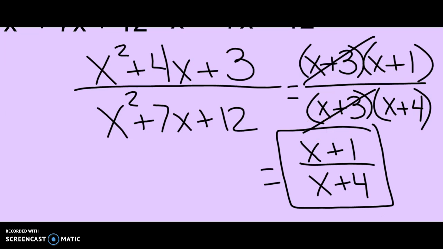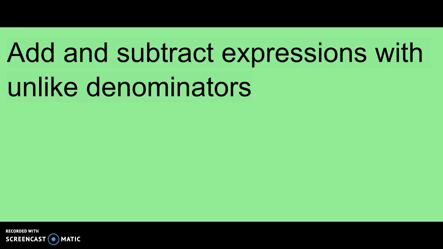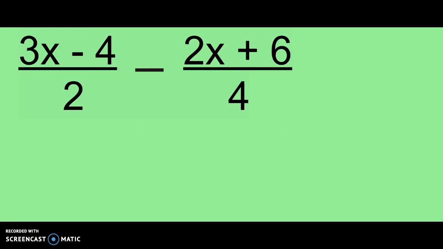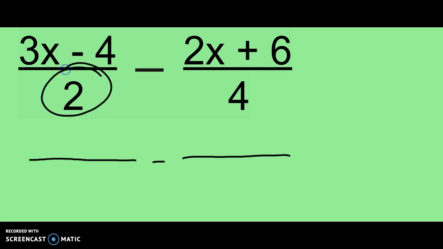All right, let's go on to doing some with not like denominators. When we have something that's not alike, we have to make the denominators the same. So let me erase that little dot somehow. All right, let's do this one. We want to figure out what our common denominator of 2 and 4 is.